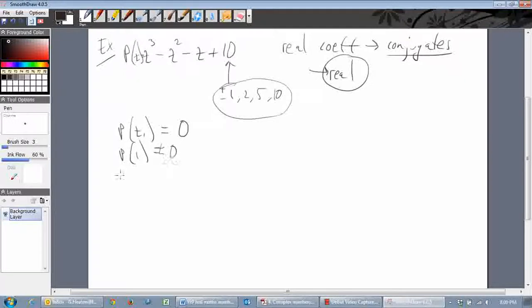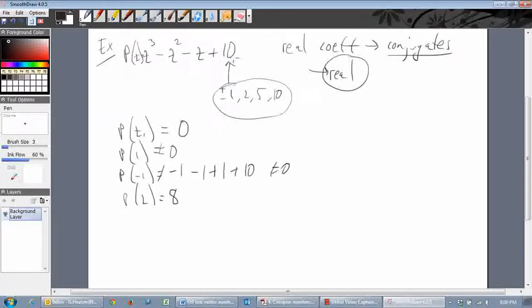That's not equal to 0. Okay, try P(-1). You get -1 - 1 + 1 + 10, no, there's no way that's equal to 0. Let's just try 2. P(2) is equal to 2 cubed, 8.